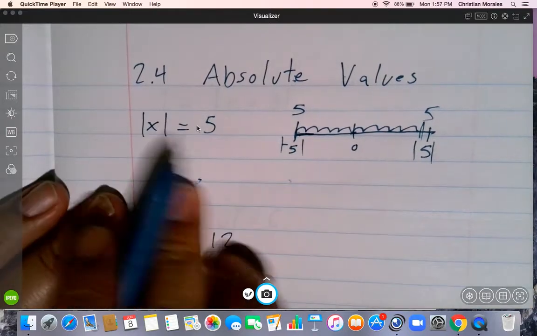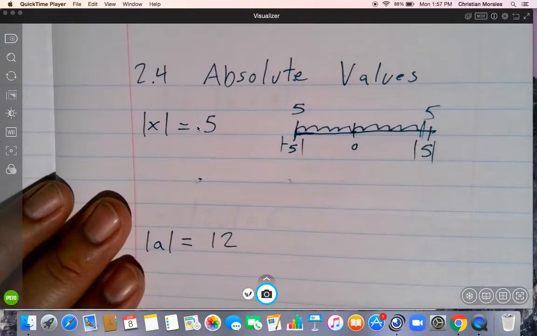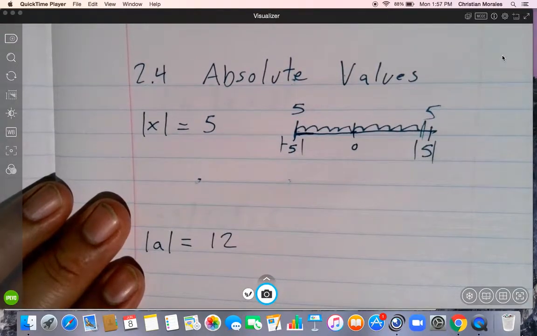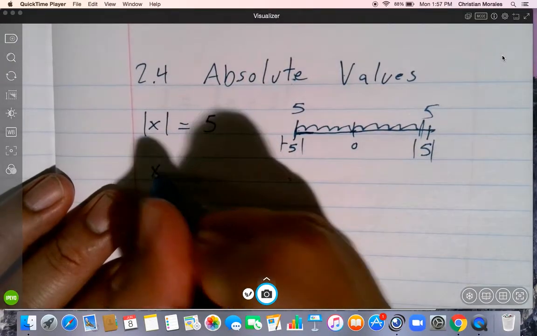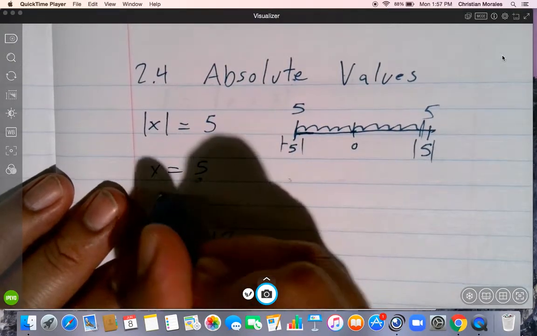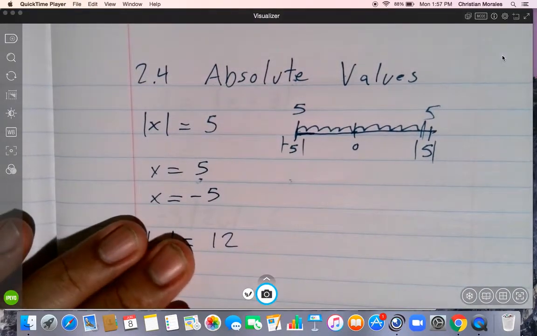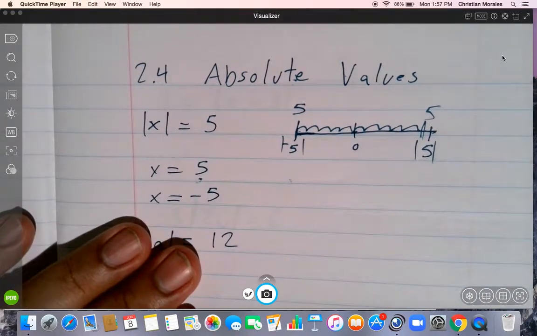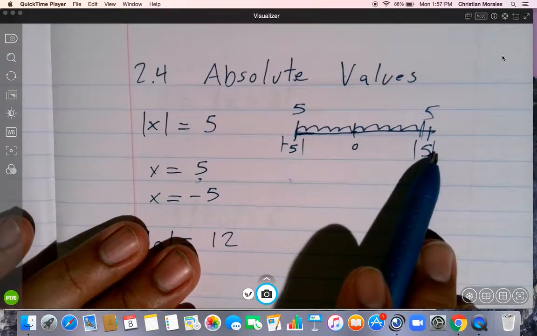So in this case, that's what they're asking you. What number has an absolute value of 5? What numbers are 5 spaces away from 0? There's two answers, 5 and negative 5. Those are the two answers. So guys, absolute values have two answers most of the time because negative 5 and 5 both become positive 5s in it.